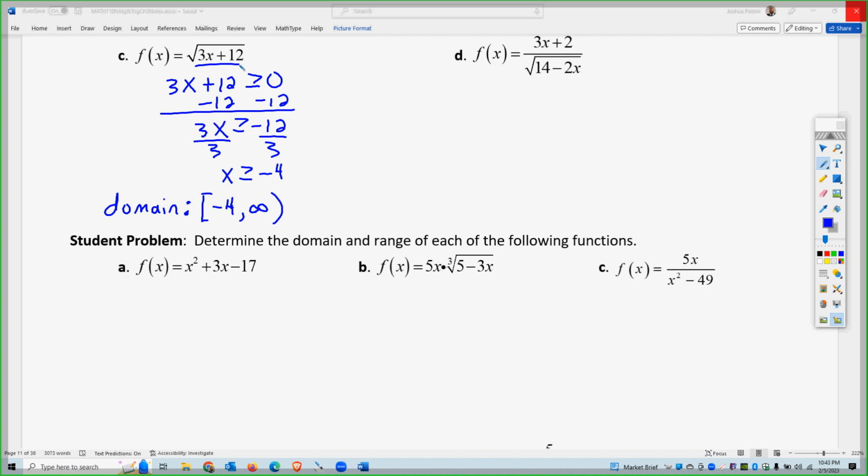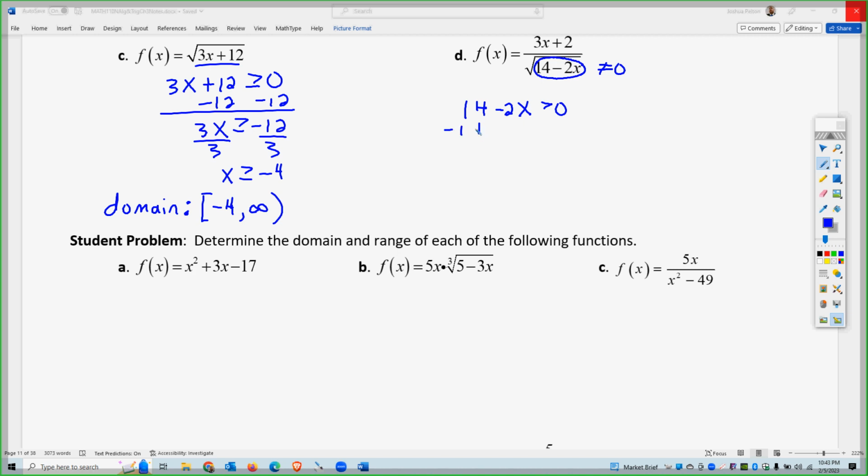Okay, so the next one, I have a couple issues here. One, this is a radical, right? So for this radical, 14 minus 2x must be greater than or equal to 0. And the other problem is it's a denominator. This denominator cannot equal 0, right? So I need to erase this time because I have two things going on. One, the radical restricts the input so the output is positive, and it cannot be 0 because it's a denominator.